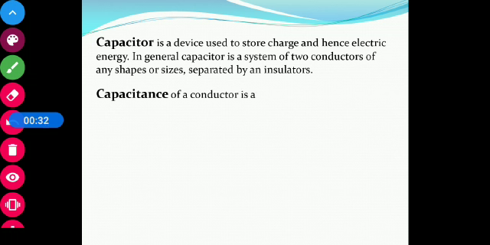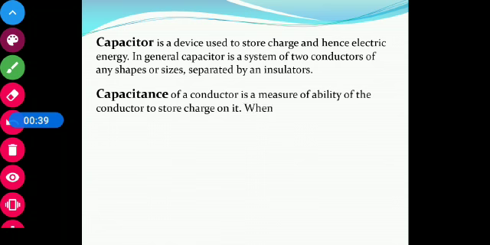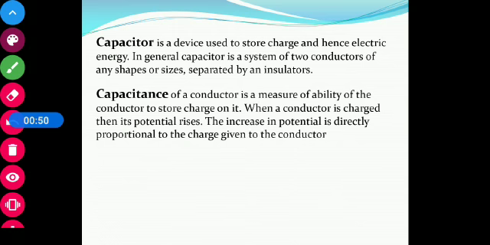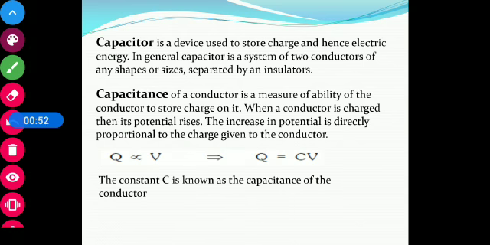Capacitance of a conductor is a measure of the ability of the conductor to store charge on it. When a conductor is charged, its potential rises. The increase in potential is directly proportional to the charge given to the conductor. Q is proportional to V. Q is equal to CV, and hence the constant C is known as the capacitance of the conductor.